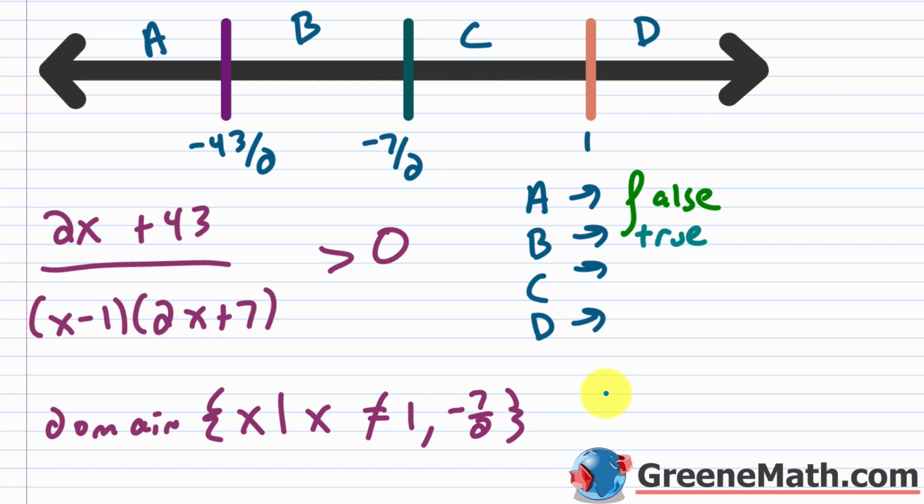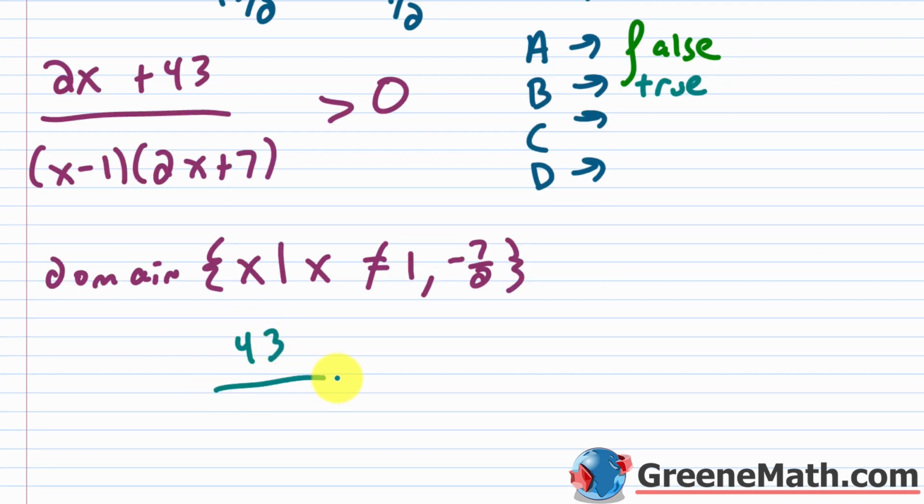And then for C, we have between negative 7/2 and 1. So I would just pick 0. And this is really easy to do. So this is gone. So you have positive 43 here. And let me just write that. And this is over 0 minus 1, which is negative 1. And then 2 times 0 is 0. So you just have 7 there. And essentially, this is going to be negative, right? So essentially, you would have 43 over negative 7. That's a negative 43 over 7. That's not greater than 0. So this is going to be false.